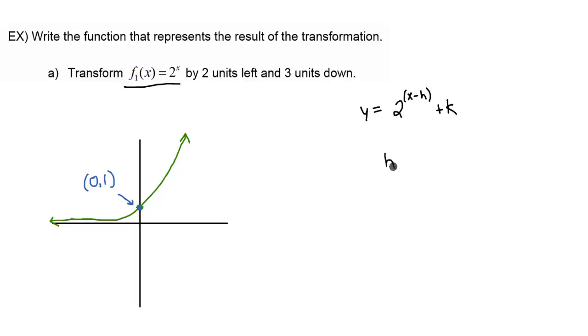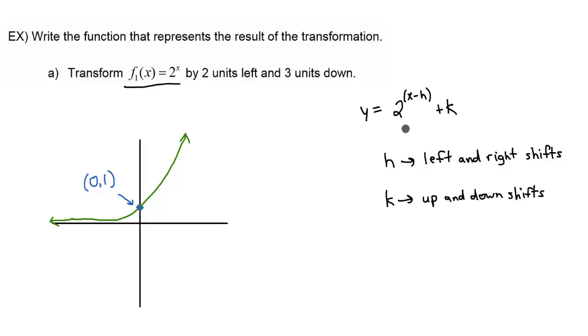Now back to my equation here. H is the variable that controls how far my graph is shifted to the left and to the right. And then my variable k is going to represent my shifts up and down. Now here's a disclaimer. If we want to shift our graph to the left, we need our h value to be negative. And if we want our graph to shift to the right, it has to be positive. If we want it to shift up, we need our k value to be positive. And if we want to shift down, our k value has to be negative.